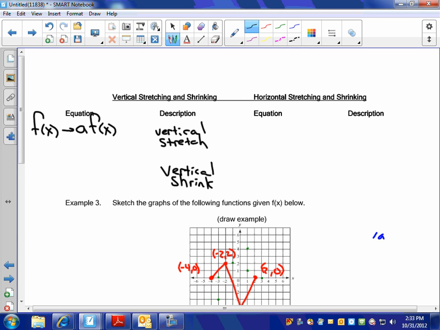Negative flips it, right? Fraction. So if a is greater than 1, it's a vertical stretch. If a is between 0 and 1, it will shrink it by a factor of a. Any questions?